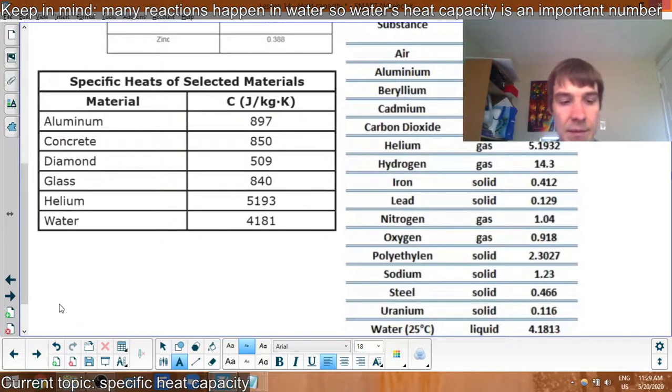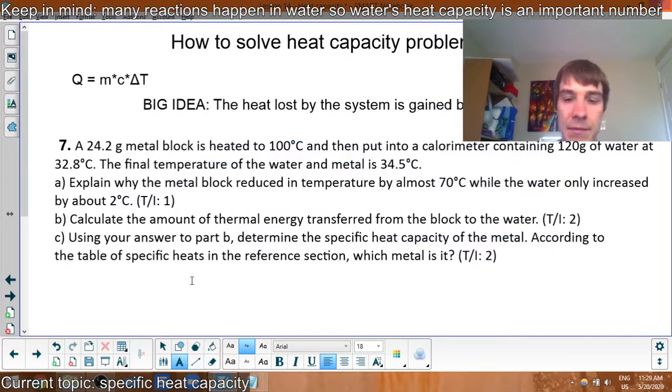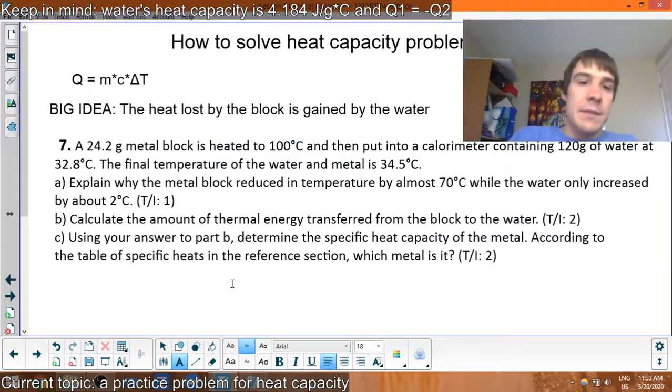Let's do a practice heat capacity problem, and I'm going to pause. All right, practice problem for heat capacity. The big idea here is that the heat lost by this block is going to be gained by the water. So we have this 24.2 gram block. It's heated to 100 degrees Celsius and then put into 120 grams of water. The water starts at 32.8 degrees Celsius. And the final temperature of both the water and the metal together becomes 34.5.